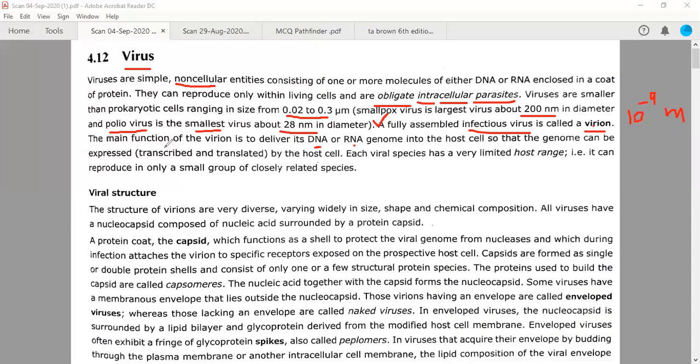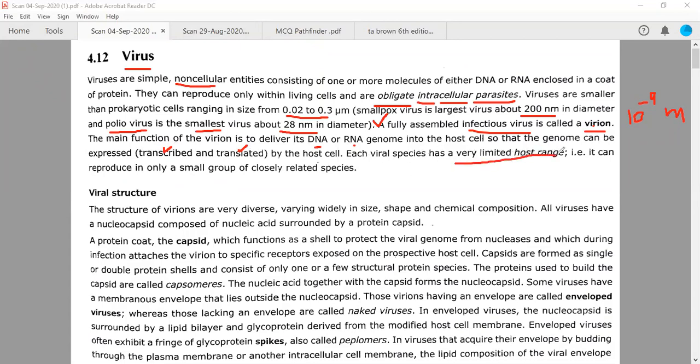What is the meaning of expression? First of all, it will be transcribed, meaning the mRNA will be synthesized out of it, and then translated, meaning polypeptides will be made out of these mRNAs. These proteins generally make the coat of that particular virus, the capsomeres or the capsid coat of that virus. Each viral species has a very limited host range.